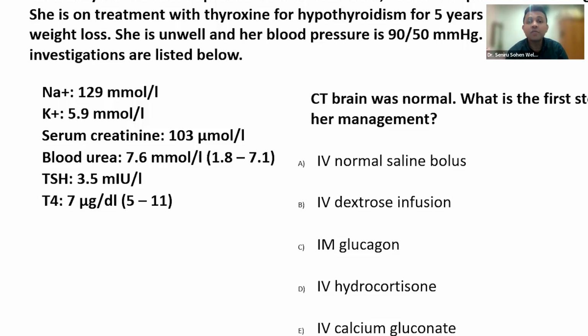She's unwell and her blood pressure is 90 by 50. So that could mean that the mean arterial pressure is not 65 millimeters of mercury and the patient is in shock. Her investigations are listed as below. Her sodium is 129, which could be due to vomiting, but the potassium is 5.9. If you have persistent vomiting alone, you are expected to have hyponatremia with hypokalemia. But here you have hyponatremia with hyperkalemia, which can hint whether this patient is having an adrenal pathology.